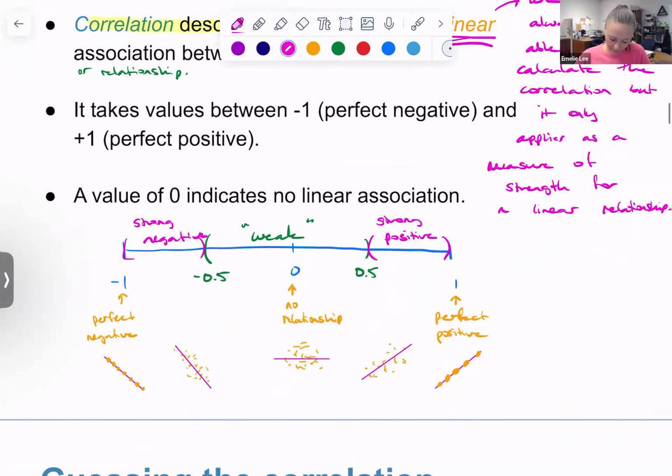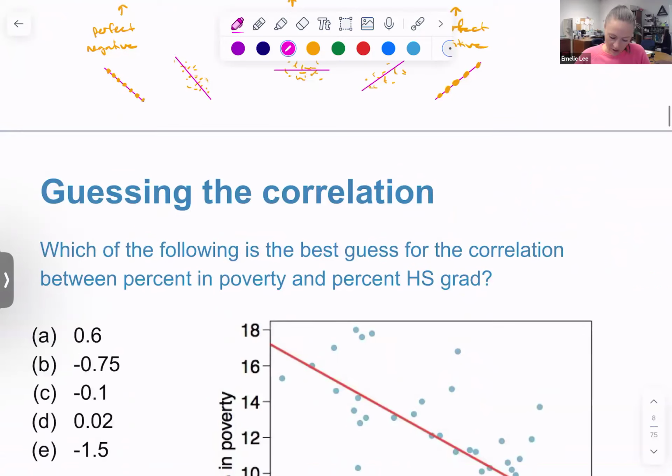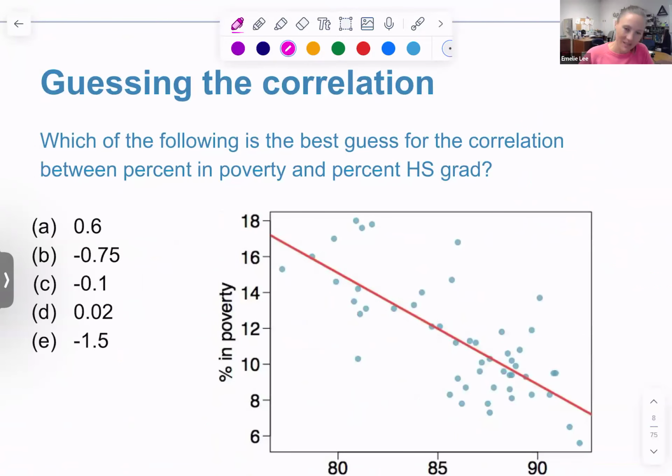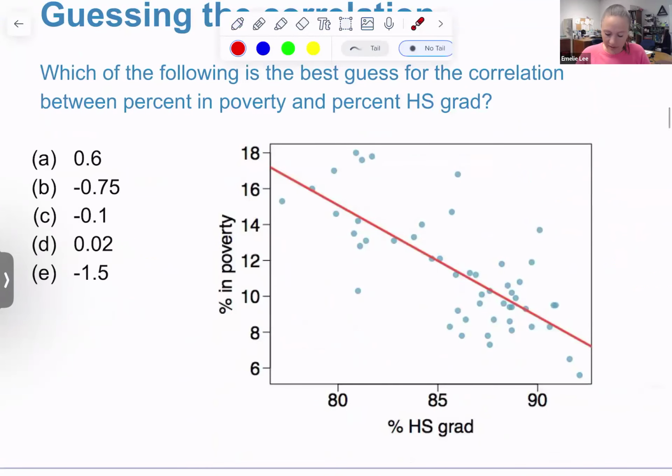So, just to warm up here, if we have this relationship that we have in our example, right? The percentage in poverty, the percentage of high school grads, which of the following is the best guess for the correlation between the percent in poverty and the percentage of high school grads?